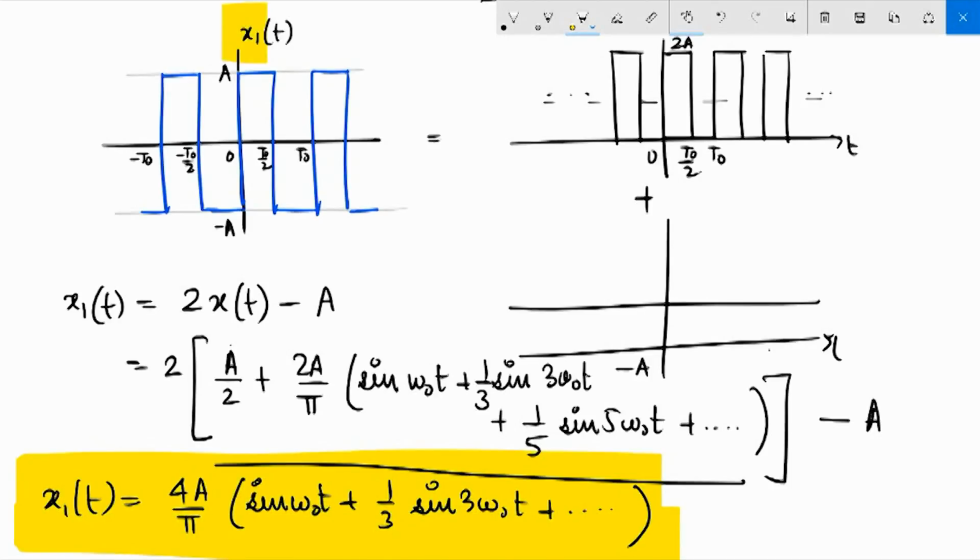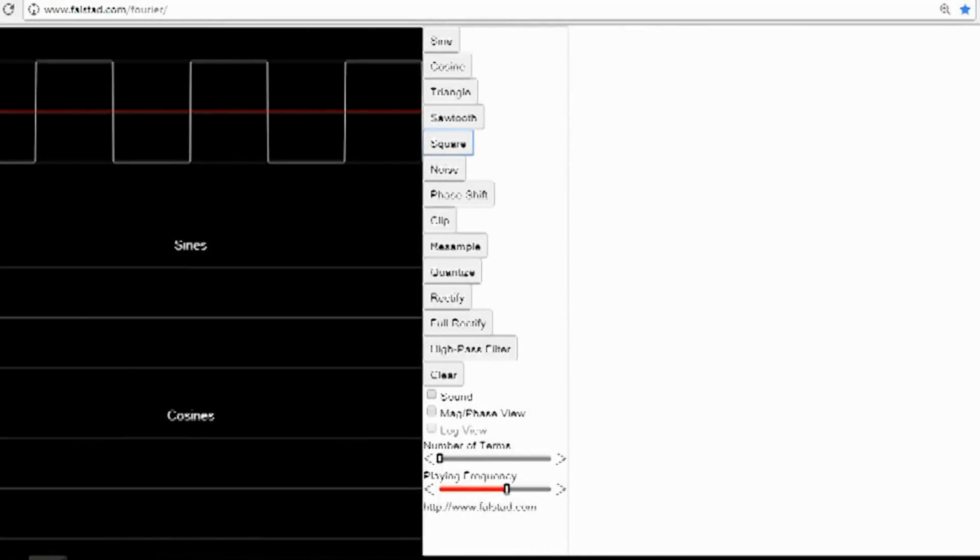Where this is what is x1(t). Let us take a look at this demo of Fourier series representation in trigonometric form from Falstaff.com/Fourier. So what you would see here is the original x(t) on top, and in red you would see the Fourier series approximation up to some nth term. Below here you would see the sine coefficients and the cosine coefficients.